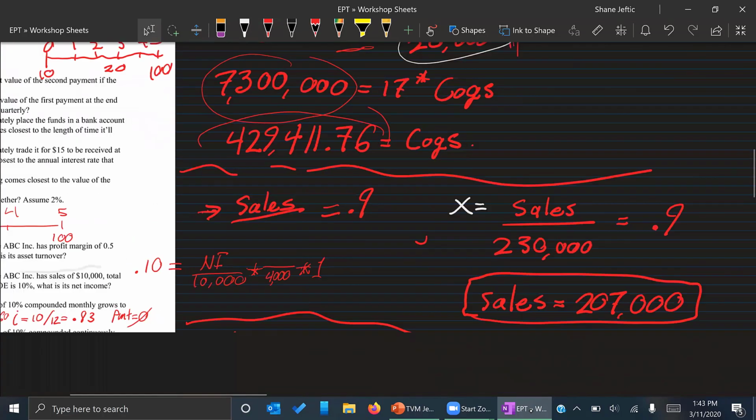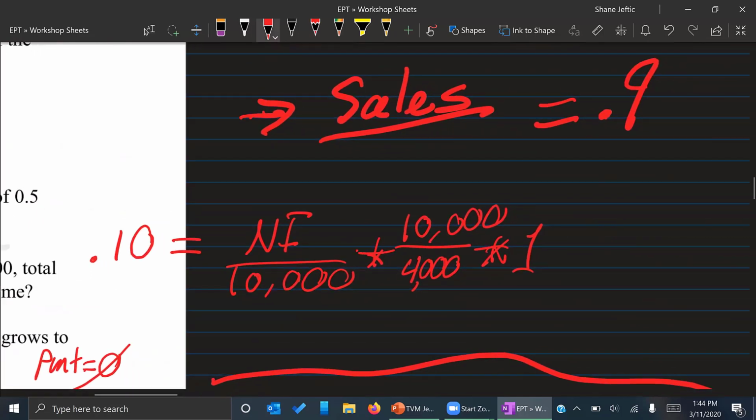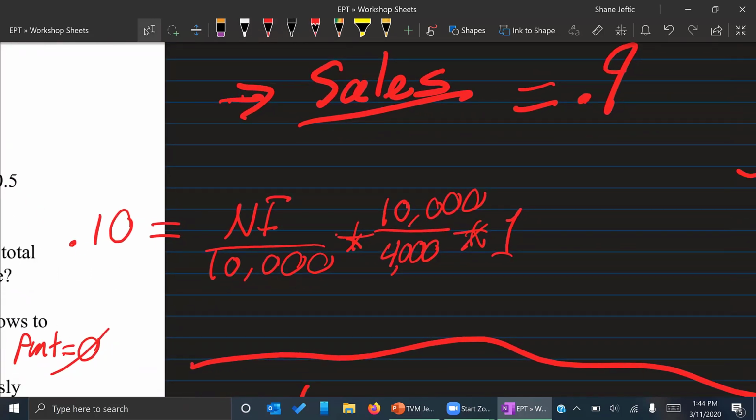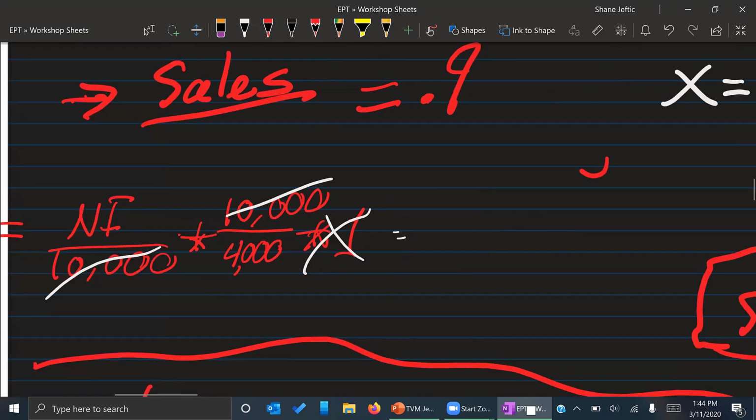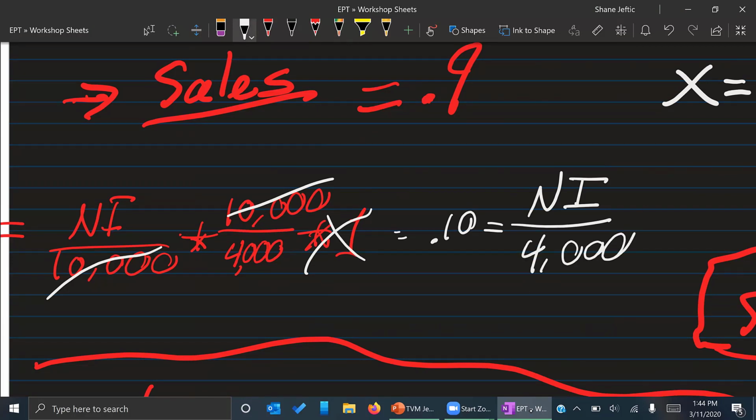Okay, cool. Because we already have sales, right? They gave us sales, which is 10,000. What do you see that we could do here right now? So this is irrelevant. This cancels here. We are left with 4,000 times 0.10, equals net income over 4,000. That's pretty easy, right? Just multiply the 4,000 and then you get 400. There you go, and it equals 400.